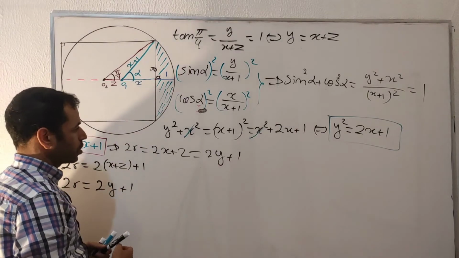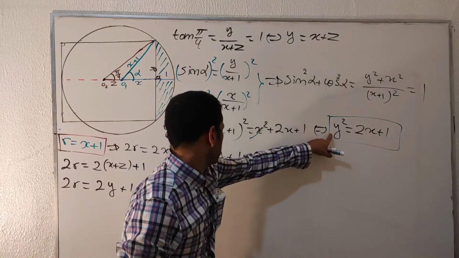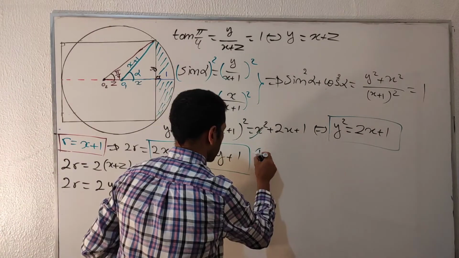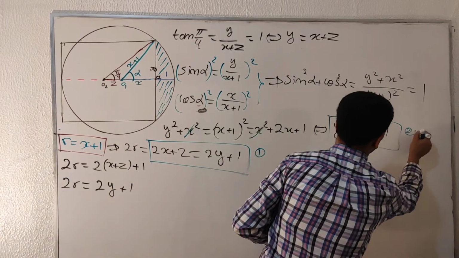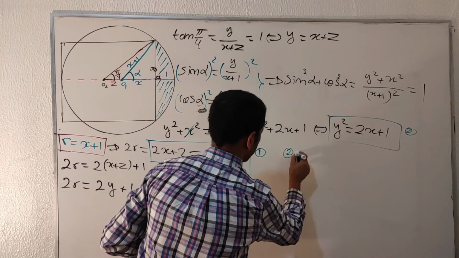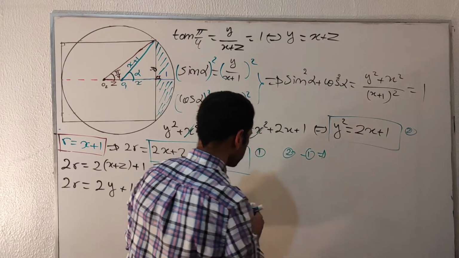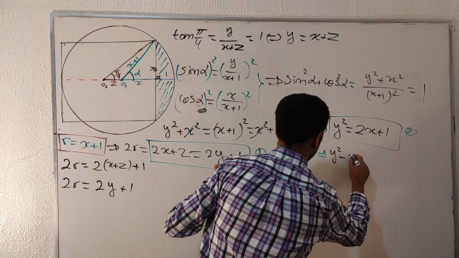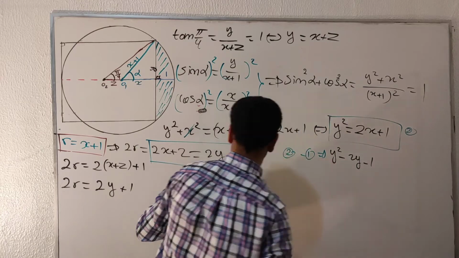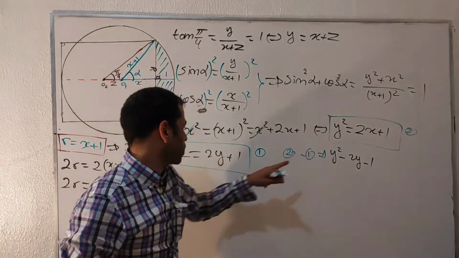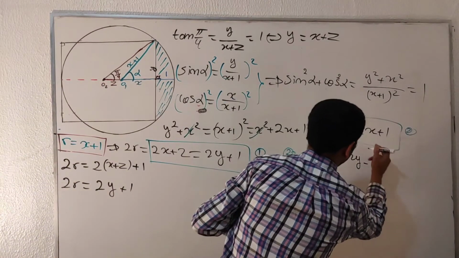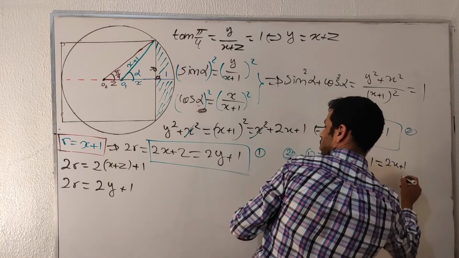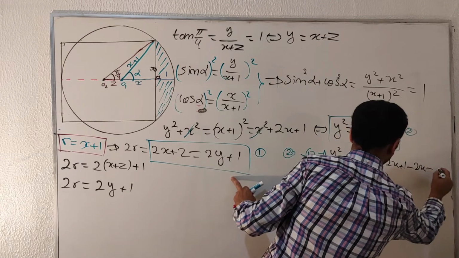Then next thing up, I'm going to put this equation minus this equation. Let's call this one 1 and this 2. So I get 2 minus 1. I get here y squared minus 2y minus 1. So I'm doing this one minus this one equals this one minus this one. I get 2x plus 1 minus 2x minus 2.